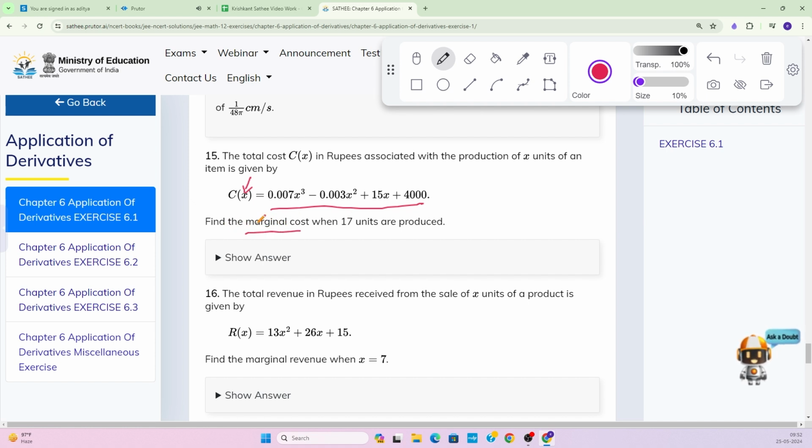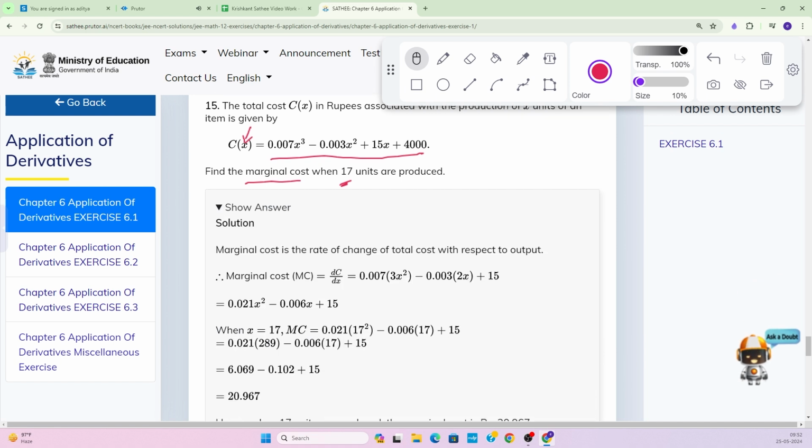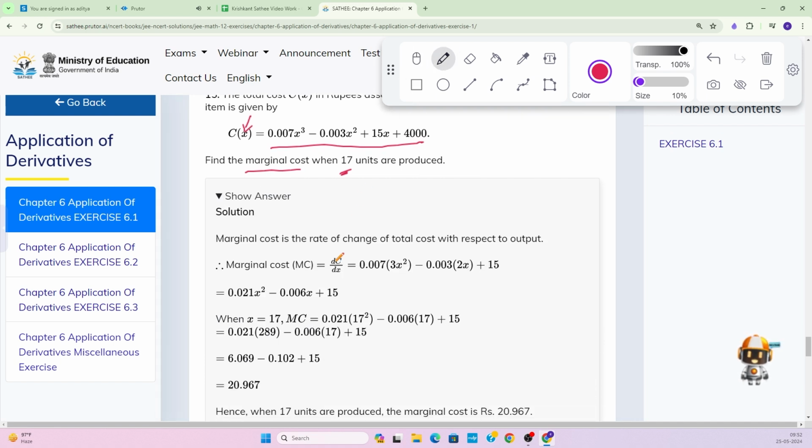The question is asking: find the marginal cost when 17 units are produced. So this question is saying find dC/dx when x is 17. So dC/dx, if you try to see, will be what? The derivative of this with respect to x. You can easily see that this number multiplied with the derivative of x cube, which you all know is 3 times x square. So this is written over here.